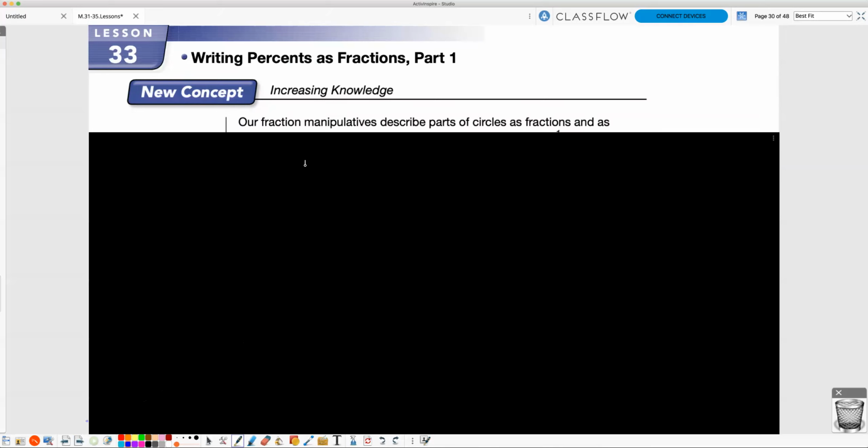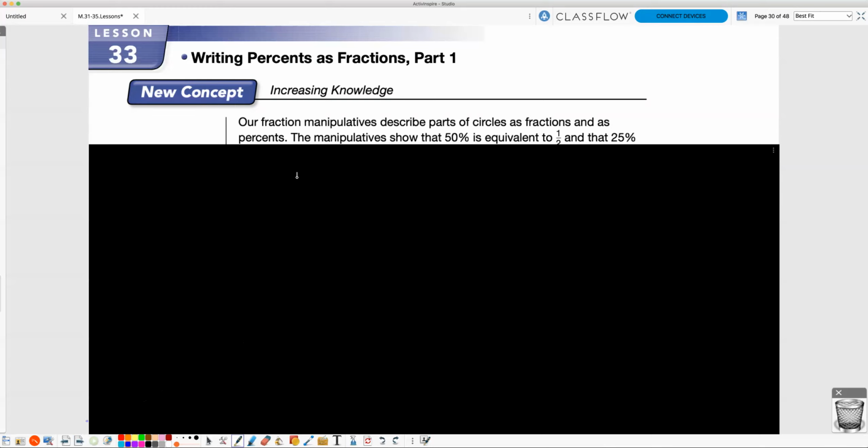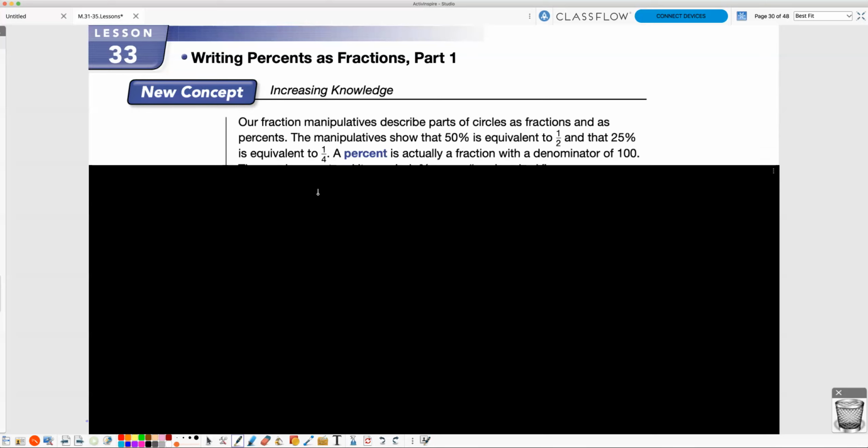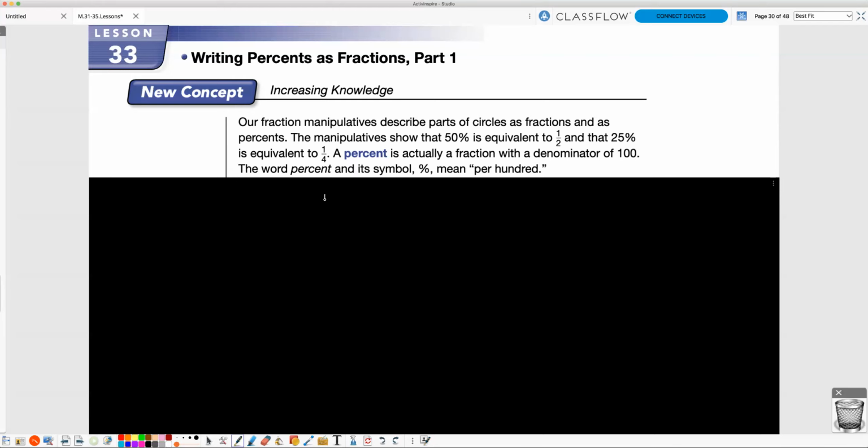Forget that example. We're going to go through some of the concepts again here. Our fraction manipulatives describe parts of circles as fractions and as percents. The manipulatives show that 50% is equivalent to 1/2 and that 25% is equivalent to 1/4. A percent is actually a fraction with a denominator of 100. The word percent and its symbol, %, means per 100.